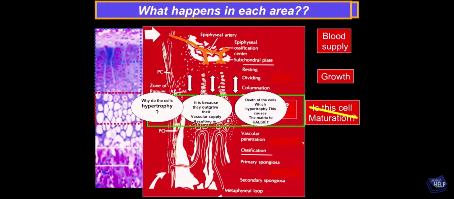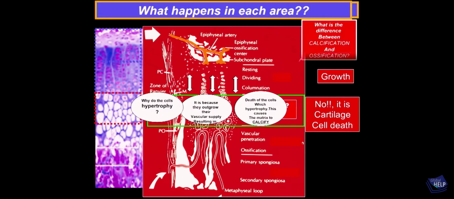So, is this cell maturation? No, it's cartilage cell death that occurs right here. So, what's the difference between that matrix, because the cells have died, becomes calcified? What's the difference between calcification and ossification?